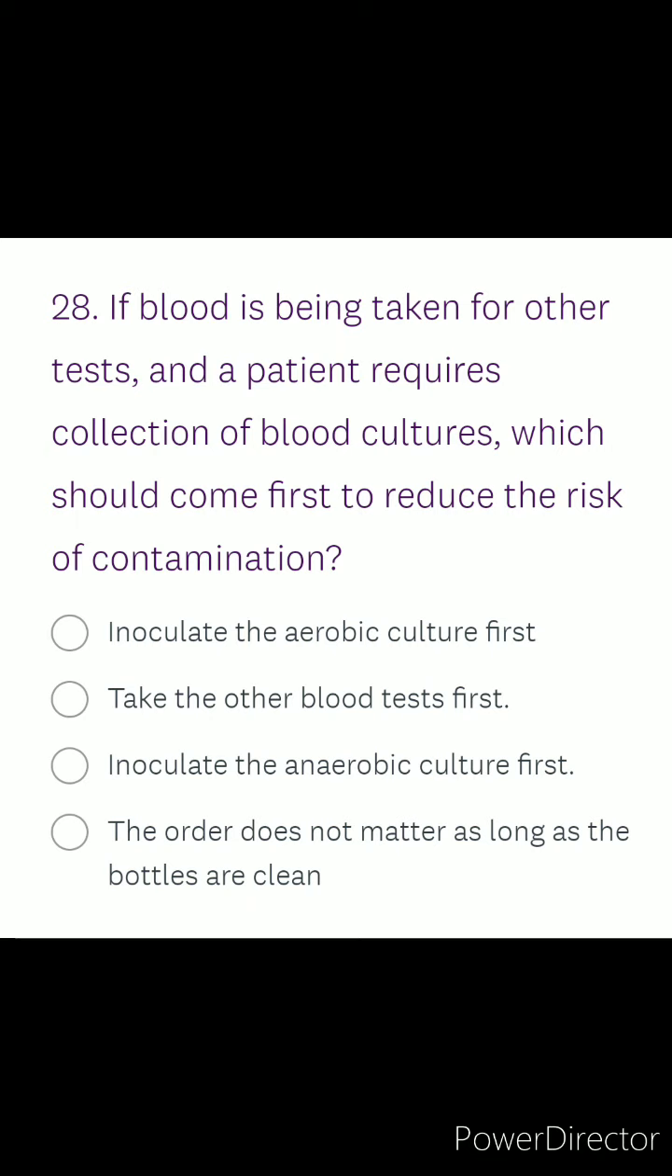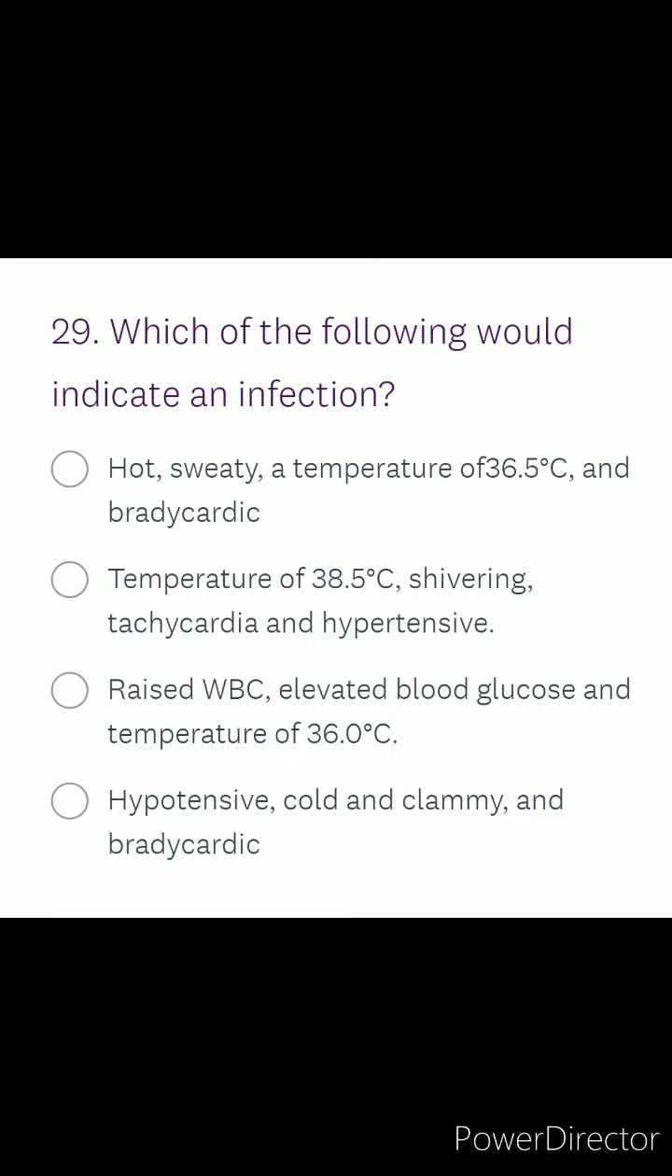Next, moving on to question number 29. Which of the following would indicate an infection? Option A, hot, sweaty, a temperature of 36.5 degrees Celsius and bradycardiac. Option B, temperature of 38.5 degrees Celsius, shivering, tachycardia and hypertensive. Option C, raised WBC, elevated blood glucose and temperature of 36.0 degrees Celsius. Option D, hypotensive, cold and clammy and bradycardic. Option B, that is, temperature of 38.5 degrees Celsius, shivering, tachycardia and hypertensive, is the right answer.